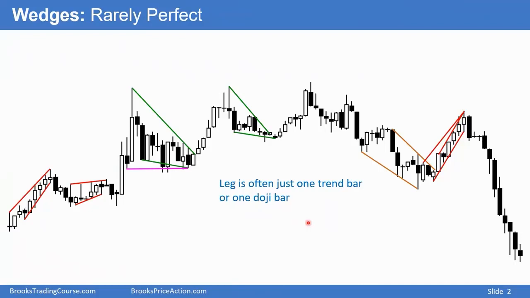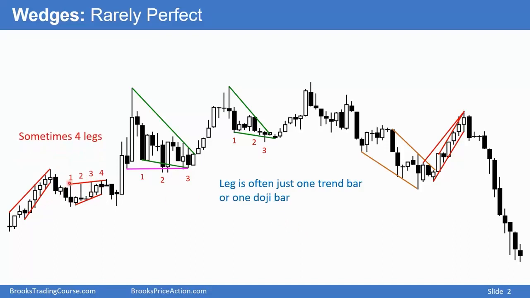Sometimes a wedge has a leg that's only a single bar, and sometimes it's simply a doji bar. This leg, 2 bars down, this leg, a couple bars down. Here, the third leg, maybe it's this bear bar, maybe it's these 2 bear bars with that low. 1 bar down, 1 bar down, 2 small dojis down.